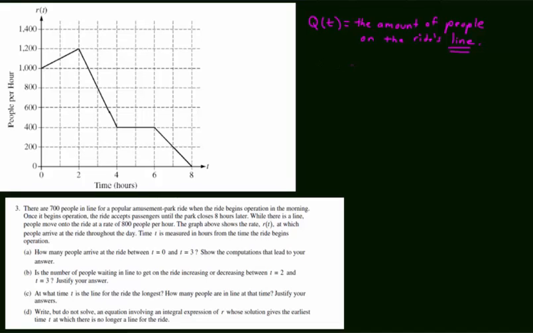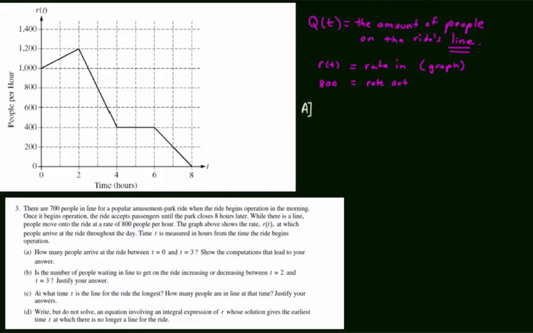So the rate in would be the number of people entering the line. Arriving to the ride means entering the line. So rate in is represented by this function r of t. That's the graph, the rate in. The rate out is simply the function 800. So people will leave the line to get on the ride. They will leave the line at a rate of 800 people per hour. That's the rate out of the line. That's constant.